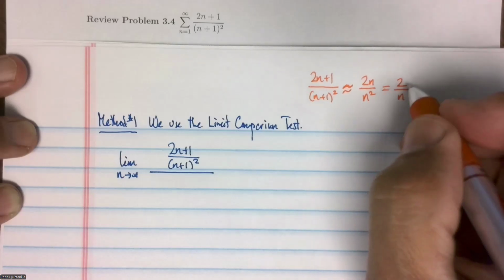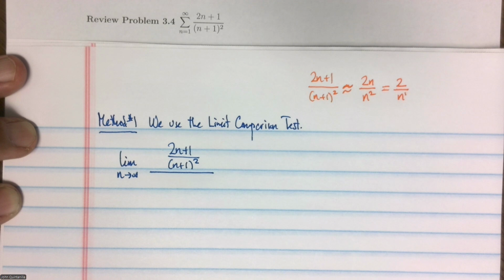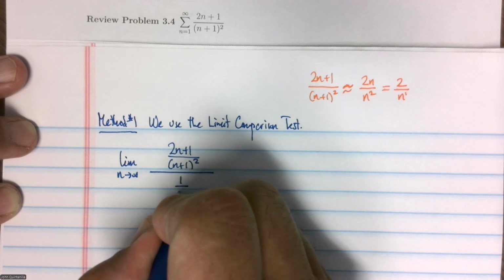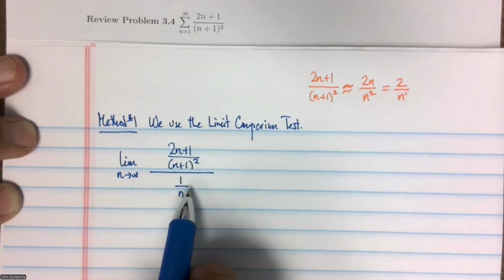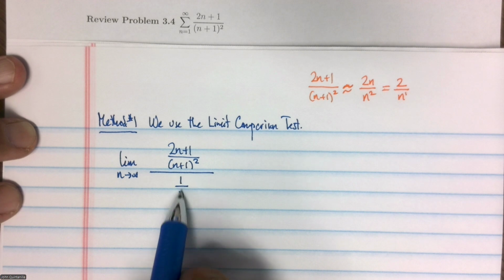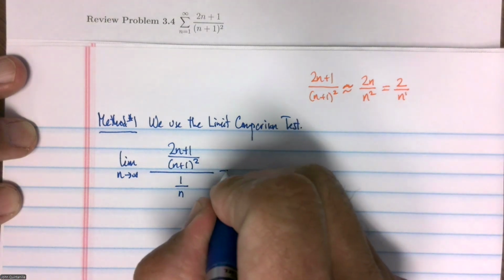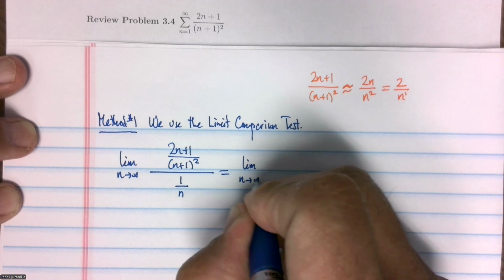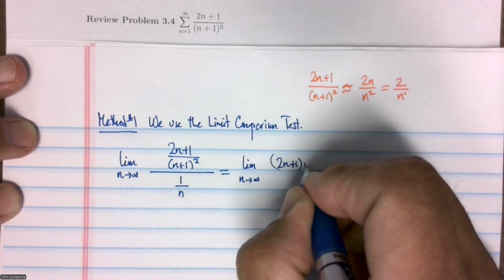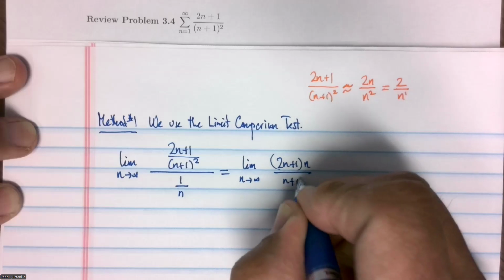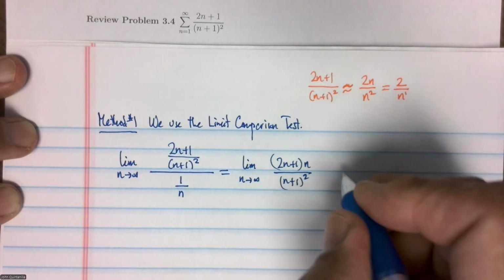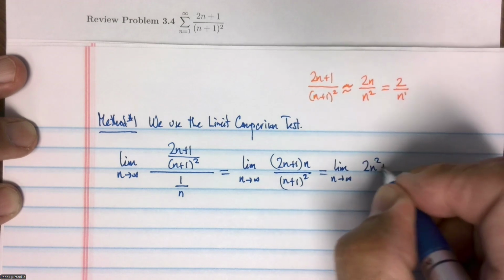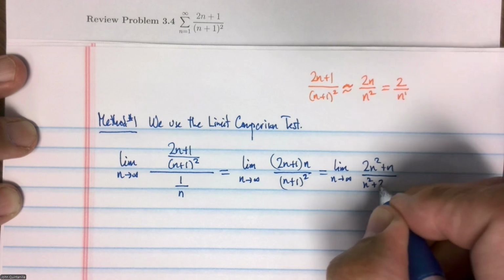I notice my friend n to the first power here, which strongly suggests that this is going to diverge. So let's do the limit comparison test with 1 over n. I could have done 2 over n. I'll do 1 over n for the sake of the review. 2 over n would have been just fine. This is equal to the limit as n goes to infinity of (2n plus 1) times n over (n plus 1) quantity squared, which is the limit as n goes to infinity of (2n squared plus n) over (n squared plus 2n plus 1).